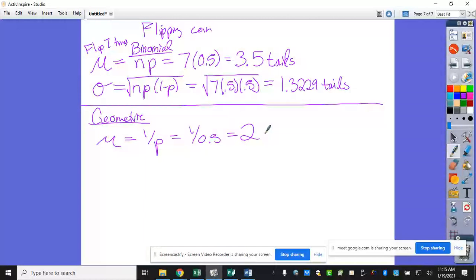Now, it would make more sense here to say what my units are, generally, because it's how many flips until we get our first tail, so maybe 2 flips would have been better up there, but I'm fine with the way it is. So this is, on average, how many it would take before we get our first success. This is, if we flipped it 7 times, we would expect an average in the long run of about 3.5 tails, and the standard deviation of that.